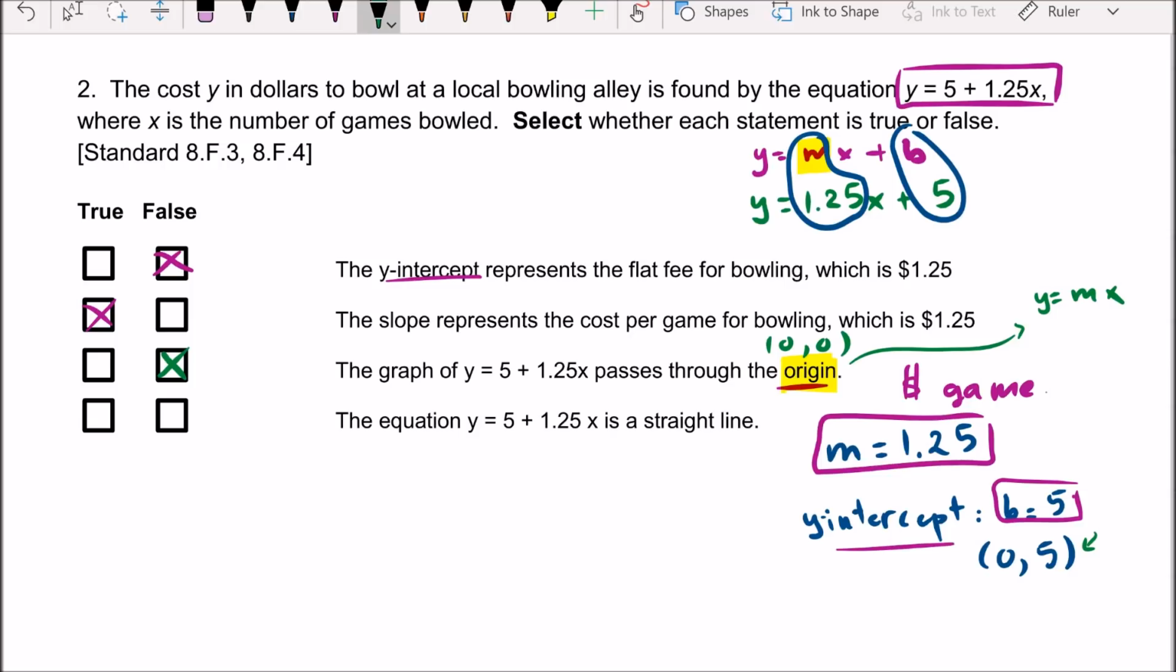And the last question: the equation y equal to 5 plus 1.25x is a straight line. The answer is yes. When you graph this one, you know that we're going to start at 0, 5, and by doing rise over run, you get the next point and repeat the pattern as many times as you need, and then draw a straight line through all the points. So that's definitely a straight line. This is true. So for number 2, it's 3 points. If you check 2 correct answers, you get 1 point. 3 correct answers is 2 points, and if you check all 4 boxes correctly, it's 3 points.